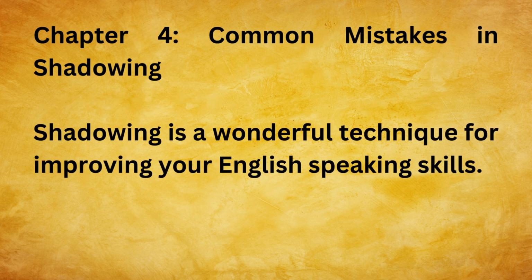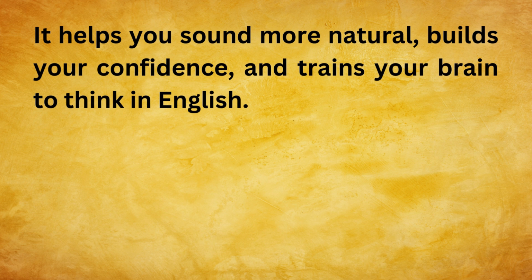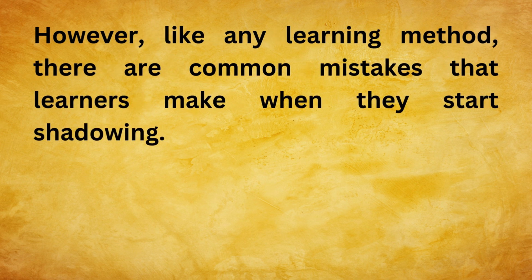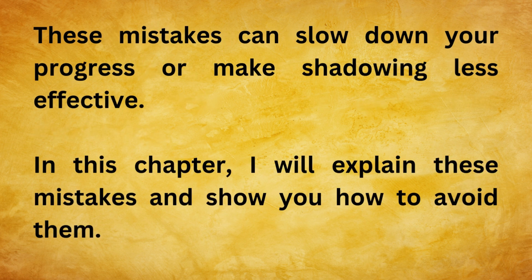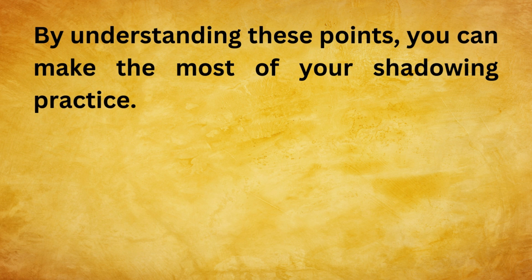Chapter 4: Common Mistakes in Shadowing. Shadowing is a wonderful technique for improving your English speaking skills. It helps you sound more natural, builds your confidence, and trains your brain to think in English. However, like any learning method, there are common mistakes that learners make when they start shadowing. These mistakes can slow down your progress or make shadowing less effective. In this chapter, I will explain these mistakes and show you how to avoid them. By understanding these points, you can make the most of your shadowing practice.